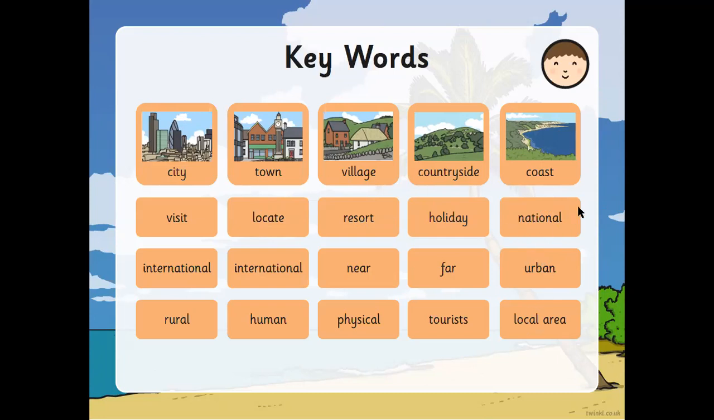The word national means relating to the whole of a country or nation. And the word international is involving two or more nations, so in between different nations. The word physical in geography means the natural features, like a park or a lake, for example. And a tourist is just someone who visits a different place or area for leisure. Okay?